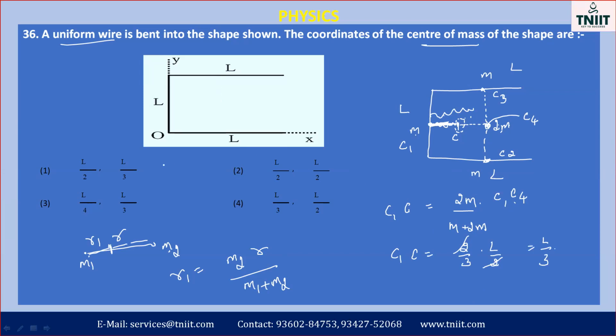Look at the options. This is not possible. Even this is not possible. L by 3 is only in option 4. So definitely, without calculating the y coordinate, you can find the center of mass. So which is the right option? The fourth one is the right option.